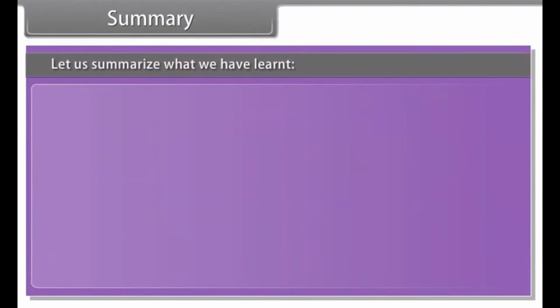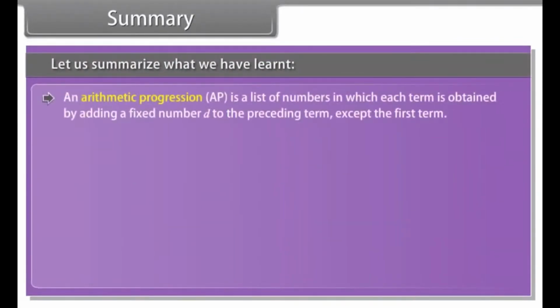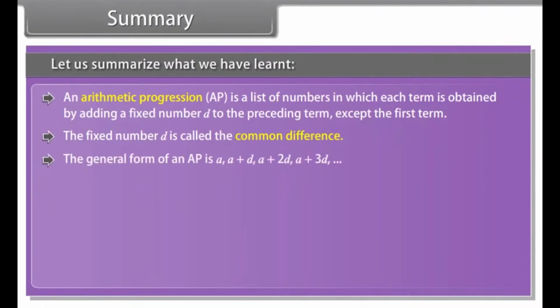Let us summarize what we have learned. An arithmetic progression AP is a list of numbers in which each term is obtained by adding a fixed number d to the preceding term, except the first term. The fixed number d is called the common difference. The general form of an AP is a, a plus d, a plus 2d, a plus 3d, and so on.